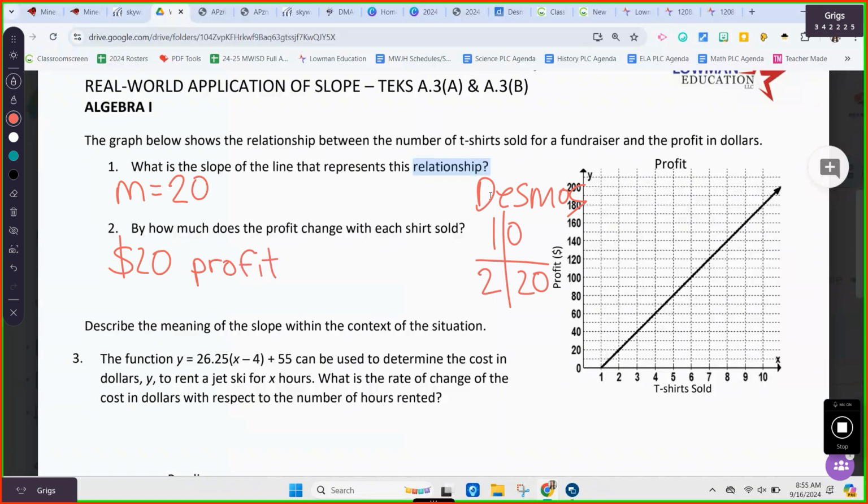Okay, this back page is talking about, well, first look at your graph. What do you notice about the axes? It doesn't go on forever. It skip counts, correct?